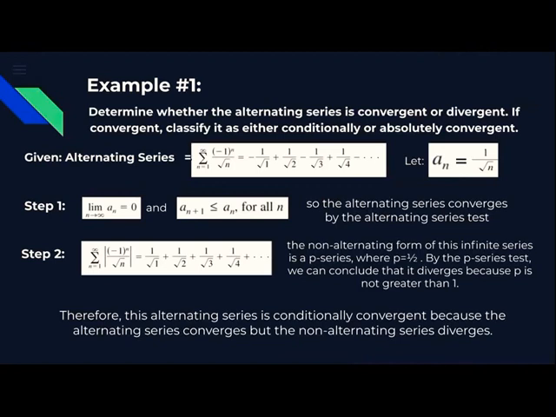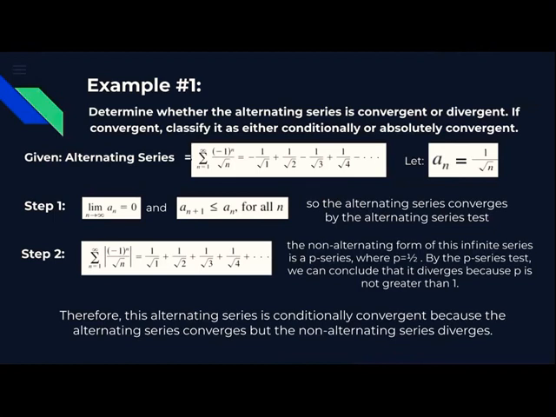We are unsure of whether it converges conditionally or absolutely. That is what we determine in step 2. So step 2. We have to show that the non-alternating form of this infinite series is a p-series, where p equals 1/2. So by the p-series test, we can conclude that it diverges because p is not greater than 1.